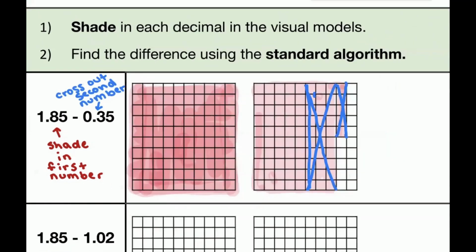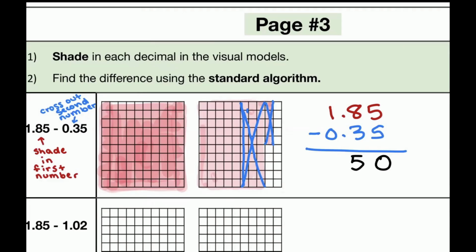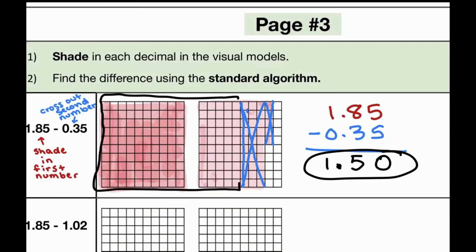All right, and then the second part of our direction says to find the difference using the standard algorithm. So we're going to line up our numbers, 1.85 minus 0.35. And we just subtract. 5 minus 5 is 0. 8 minus 3 is 5. Bring down our decimal, and we get 1 and 50 hundredths, which makes sense because the part that we didn't cross out shows 1 and 50 hundredths.